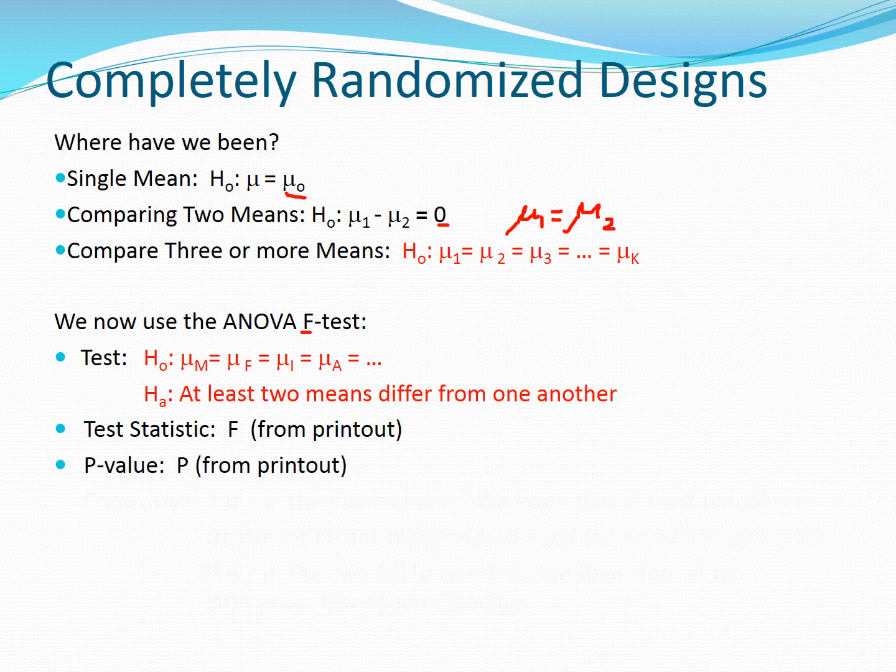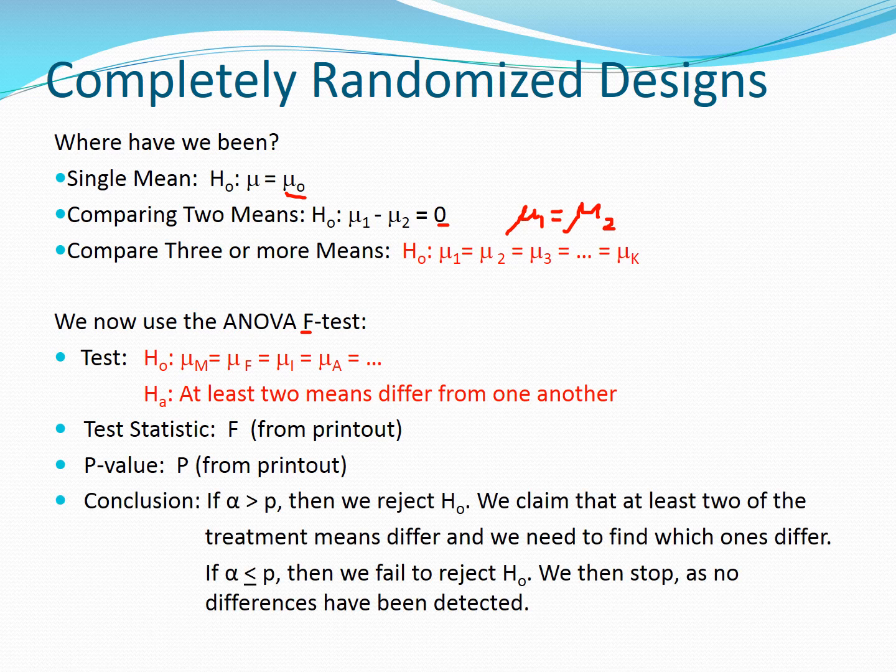Okay, the test statistic, the p-value, we're going to get those from the printout. Again, I'll show you where, and in another video, I'll show you how to generate those printouts. But we get those numbers right from the printout, and then you're going to need to make a conclusion. If p is low, we reject the null. We claim at least two of the treatment means differ, and we need to find which ones.